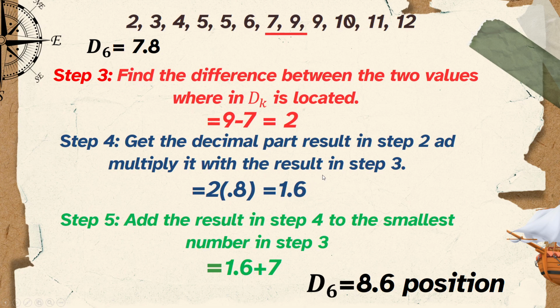So for our step 5, our last step, add the result in step 4 to the smallest number in step 3. So our result in step 4 is 1.6. So we will add to the smallest number in step 3. The smallest number in step 3 is 7. So 1.6 plus 7 is equal to 8.6 position. Now, our 6th decile is equal to the 8.6 position. You understand?